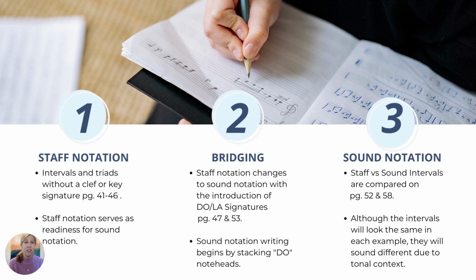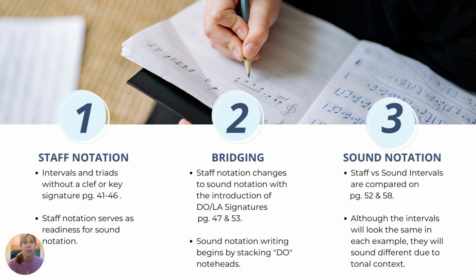Now, staff notation, like we talked about, that's a part of emergent music literacy. So that's in section 6, and it's students playing with intervals and triads. And it's a readiness for sound notation. The student first is introduced to sound notation when they go to the pages which introduce the do and la signatures, page 47 and 53.